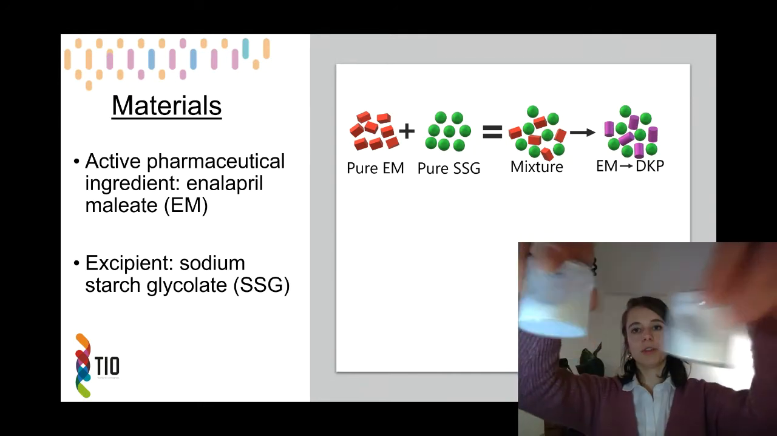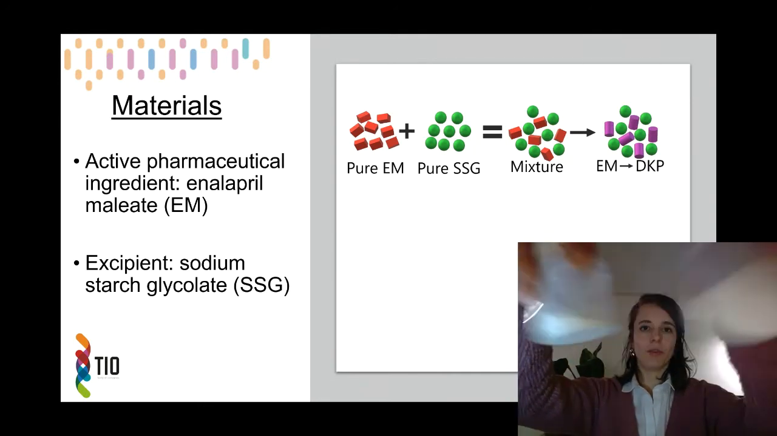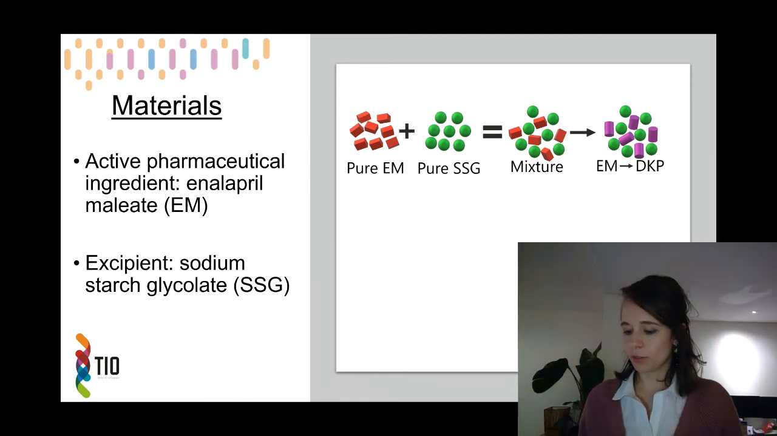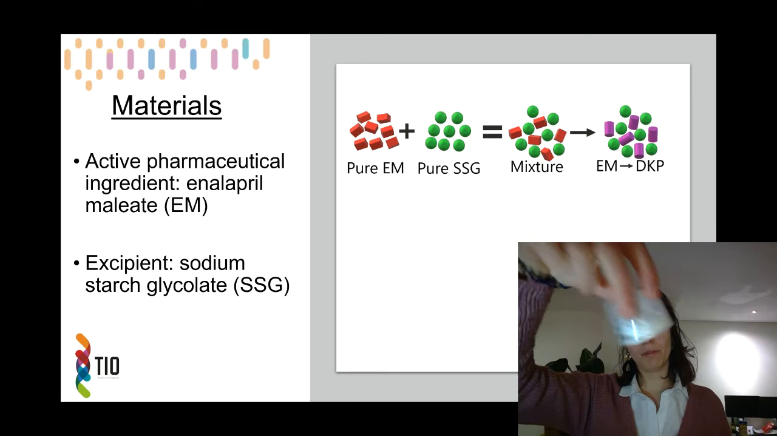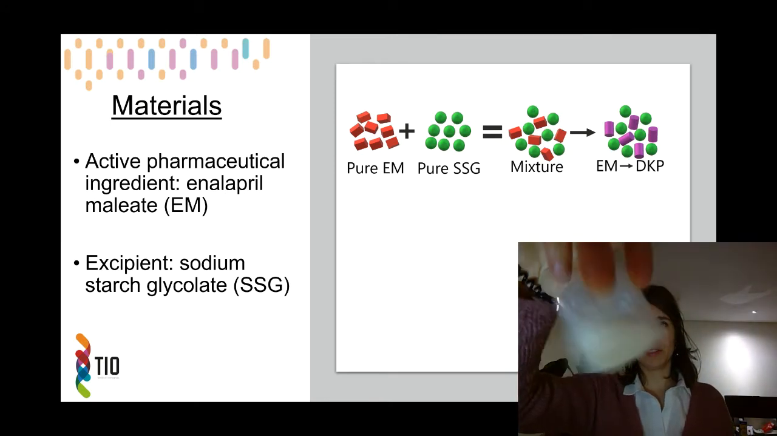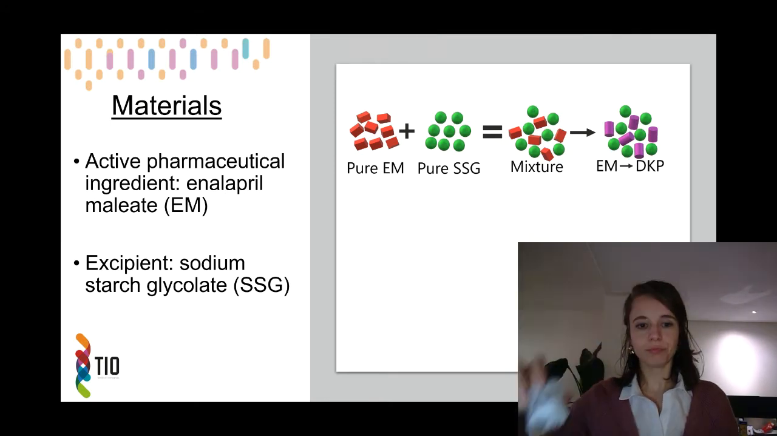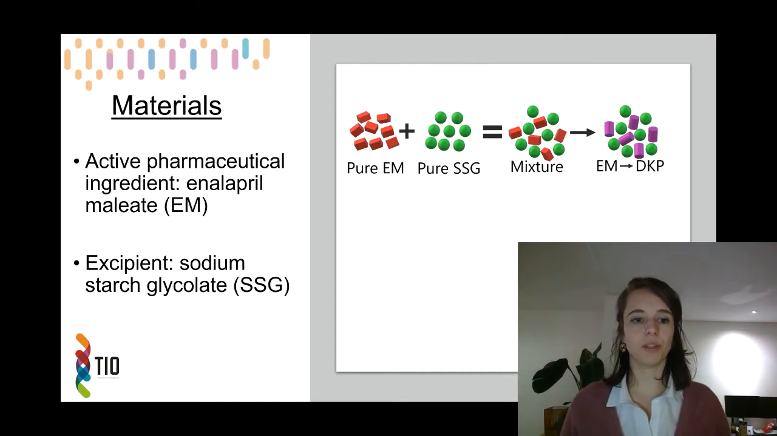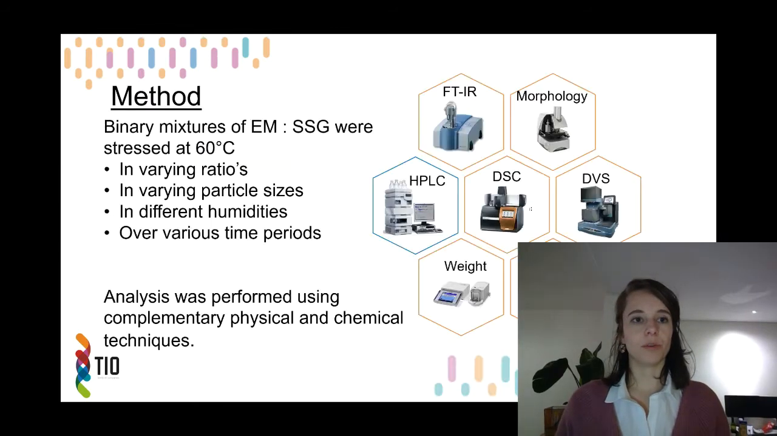Well, I have the two pure substances right here. And as you can see, they're regular free-flowing powders, and they're very stable on their own. So it makes it most unfortunate that once we've mixed the two together, as you can see, it's physically altered. But most importantly, EM became fully inactive. It degraded into a cyclization product called DKP. So we decided to make this interaction our study.